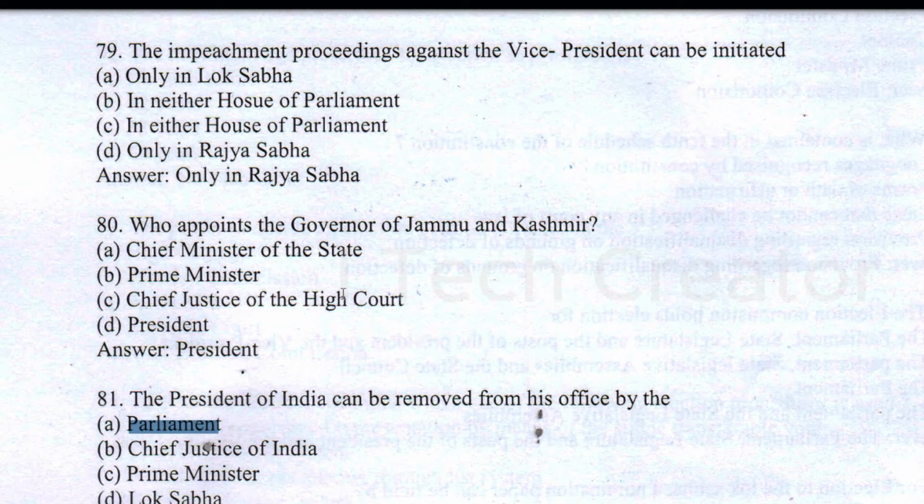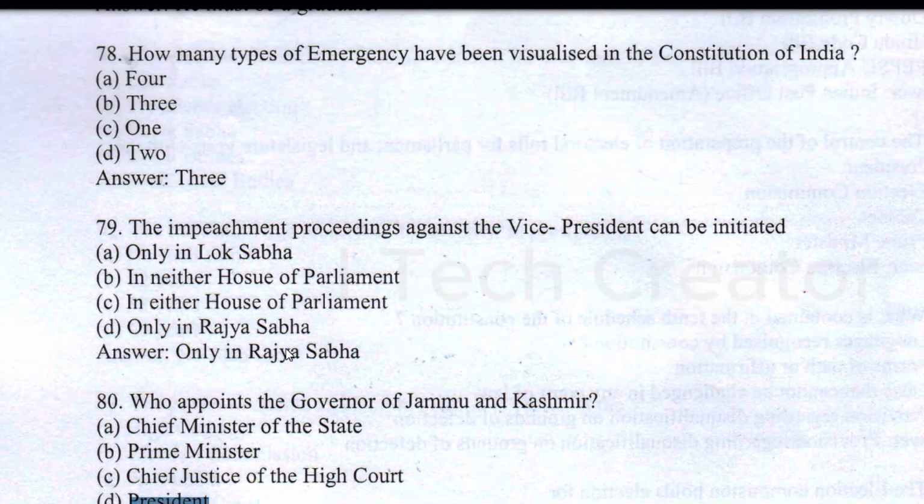Who appoints the Governor of Jammu and Kashmir? The President. The Governor is appointed by the President. The impeachment proceeding against the Vice President can be initiated only in the Rajya Sabha. Yes.